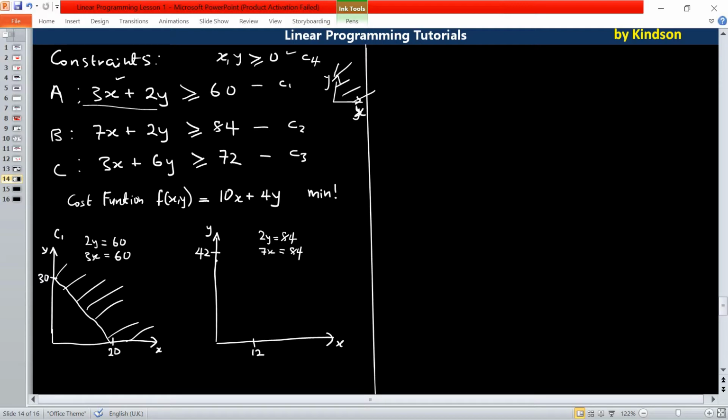So let's join the line together. I hope I can get it straight. Good. Since we are talking of greater than or equal to, the feasibility region should be above the line. I hope this is clear. So if we go for C3, which is this equation here, let's try to sketch it out.